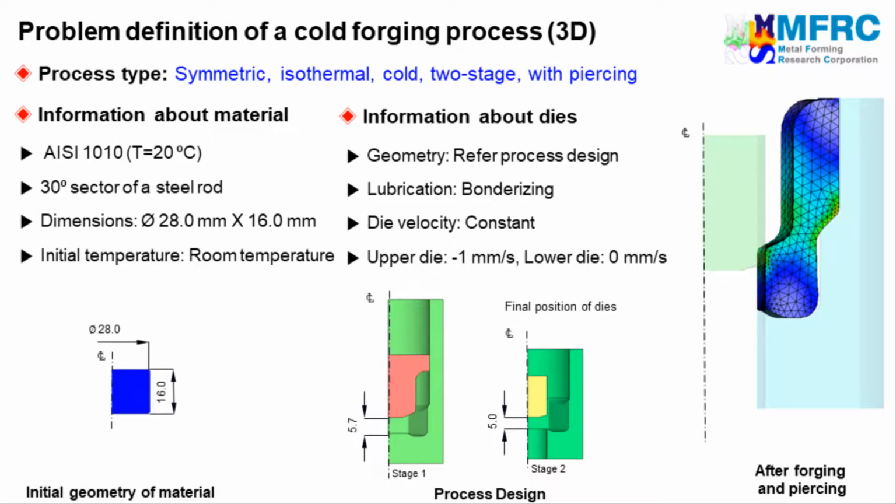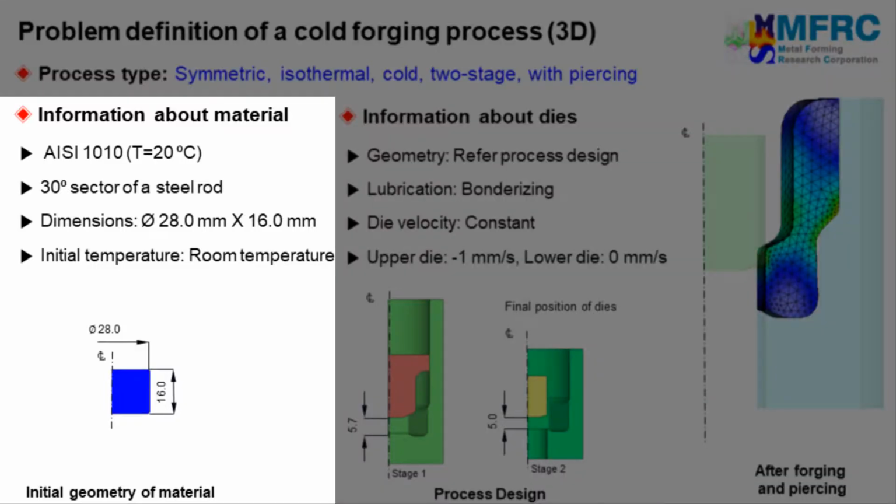The information about the material is given on the left side. The dimensions of the workpiece are as shown in the figure on the left. The material of the workpiece is a steel grade and its initial temperature is that of room temperature.